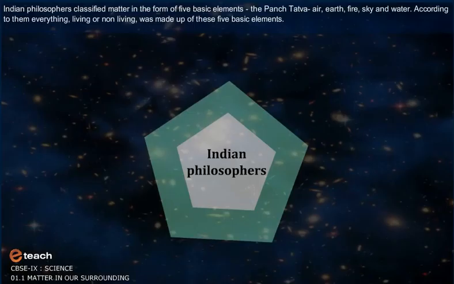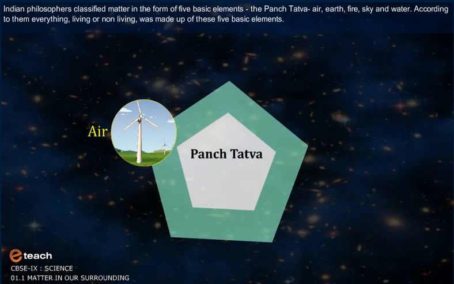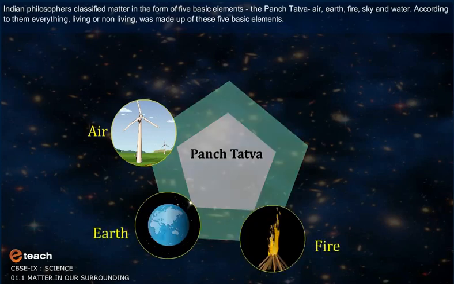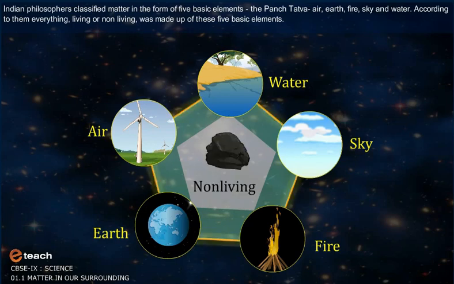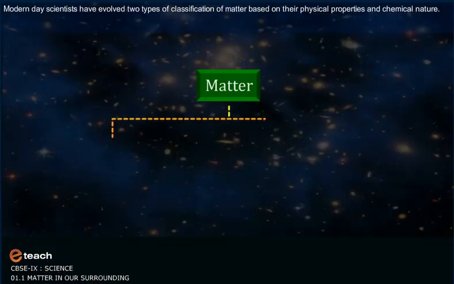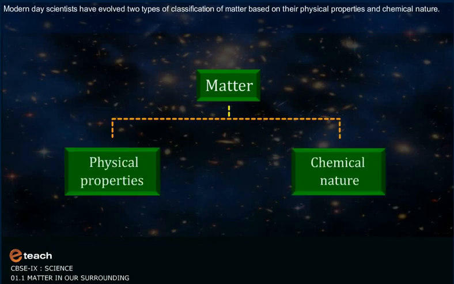Indian philosophers classified matter in the form of 5 basic elements, the Panch Tattva: air, earth, fire, sky, and water. According to them, everything living or non-living was made up of these 5 basic elements. Modern-day scientists have evolved 2 types of classification of matter based on their physical properties and chemical nature.